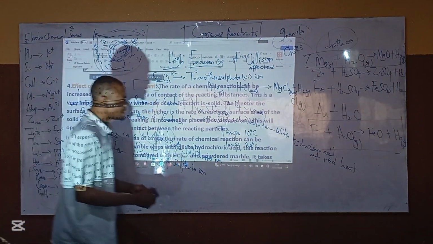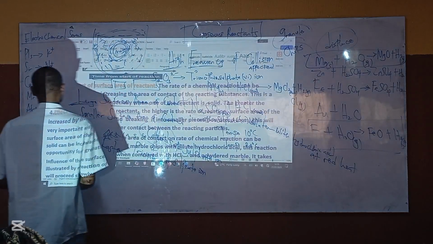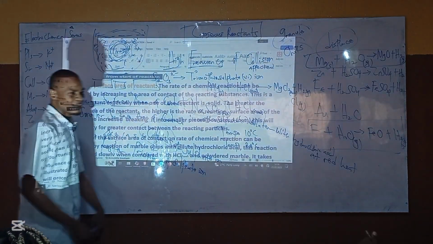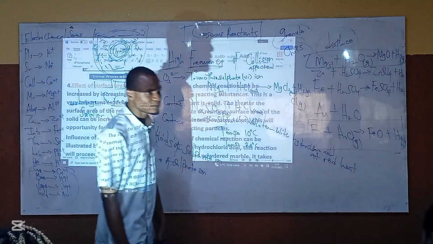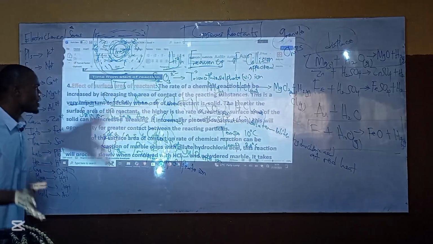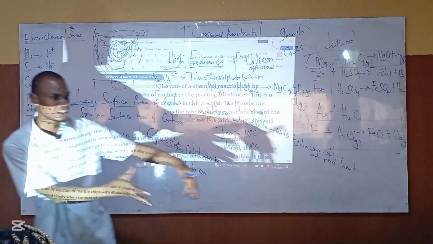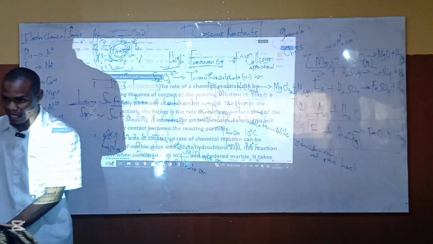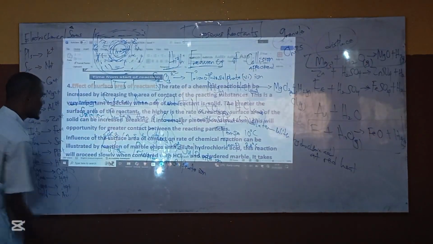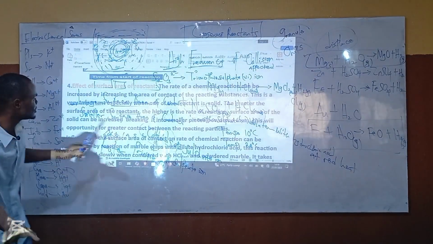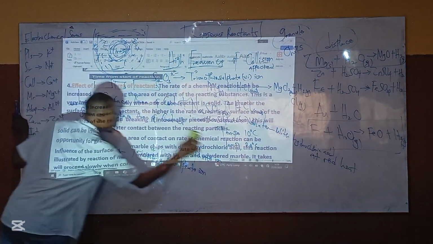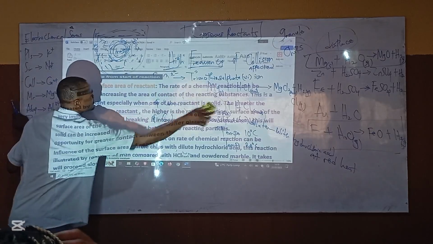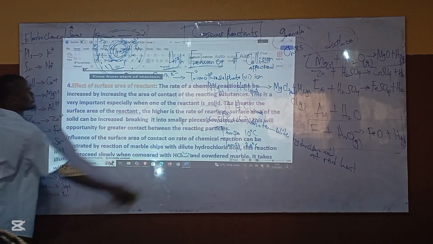They use zinc and HCl. We have zinc granules, we have zinc dust. There's also marble chips and marble powder. Let's read it clearly. Now, one, two, ready, go.